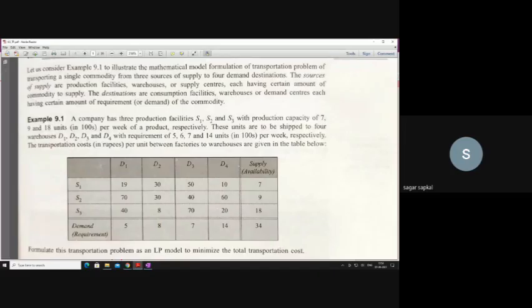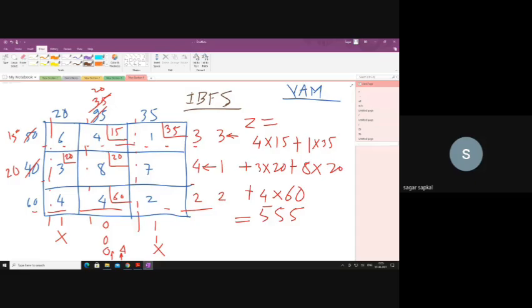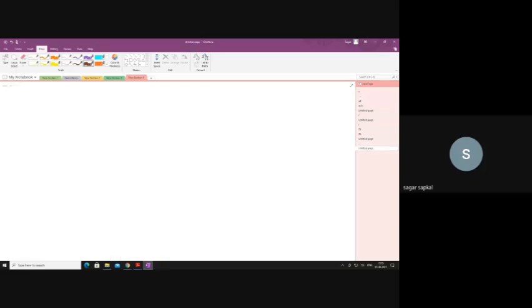Can you do that? Yes, sir. Okay, so complete it. Okay, tell me the solution by using the northwest corner method. What is the Z value?